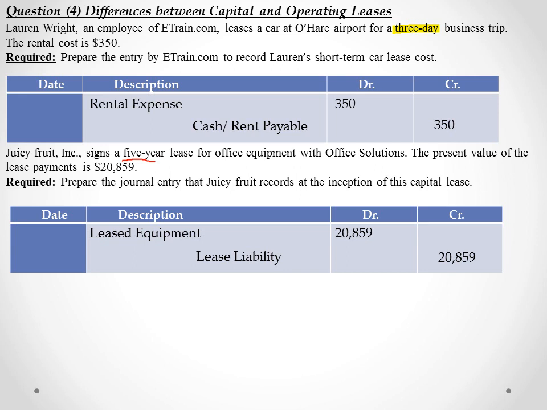So here, the company, the lessee, will record it as an asset. It will treat the capital lease as if it acquired an asset. So the company will debit leased equipment. The company will classify it as an asset in its balance sheet. The lessee will classify it as an asset. And on the other hand, the company will record an increase in its liability, so the company will credit lease liability. So in the case of a capital lease, the company will record this as an asset on the debit side, and it will increase its liability on the credit side.